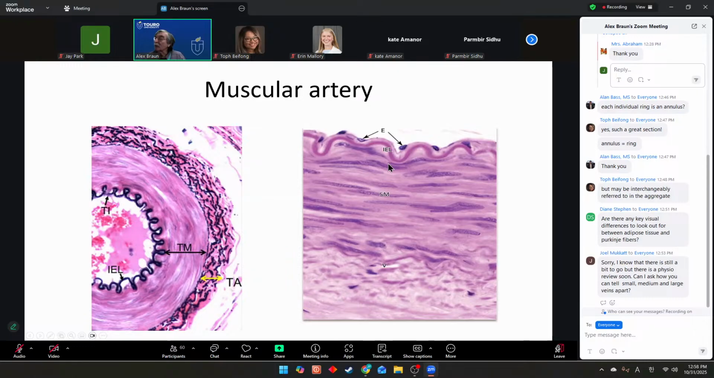Here's another high power magnification of a muscular artery. I see a nice intima here, and I do see a nice internal elastic lamina here. I see a nice thin intima here, and many layers of smooth muscle here. And here's an adventitia out here.